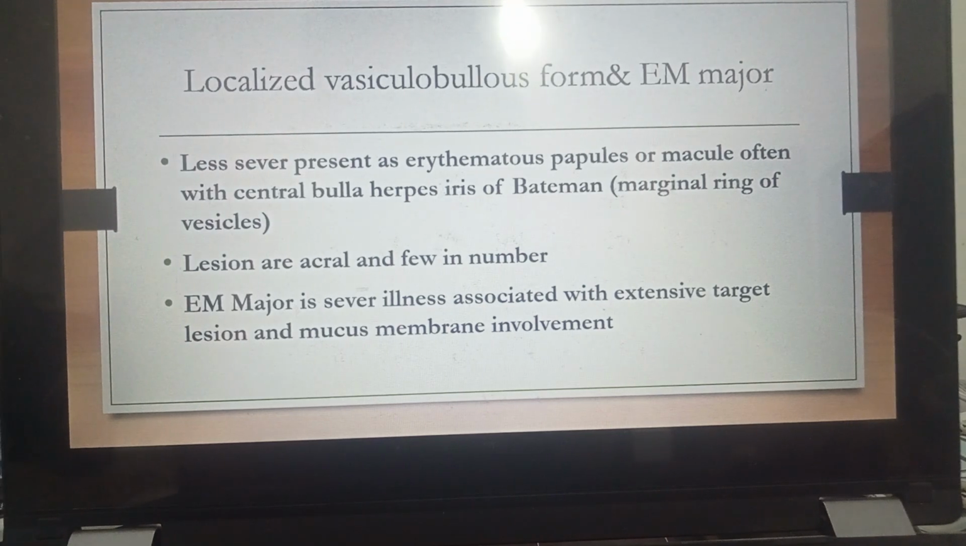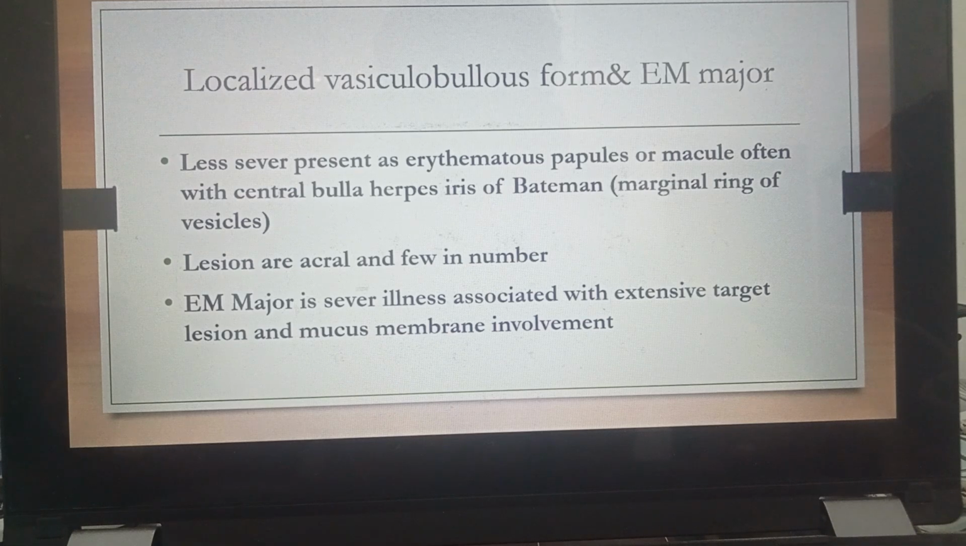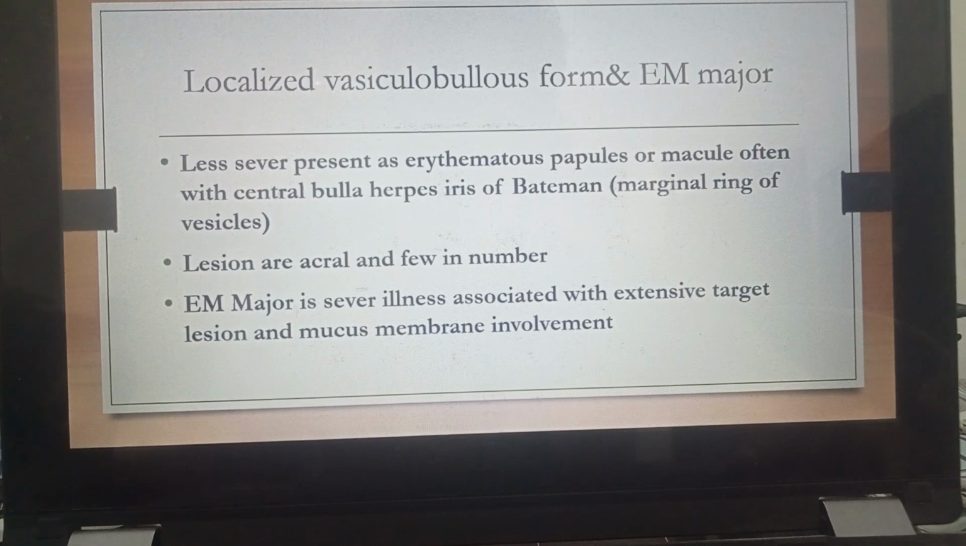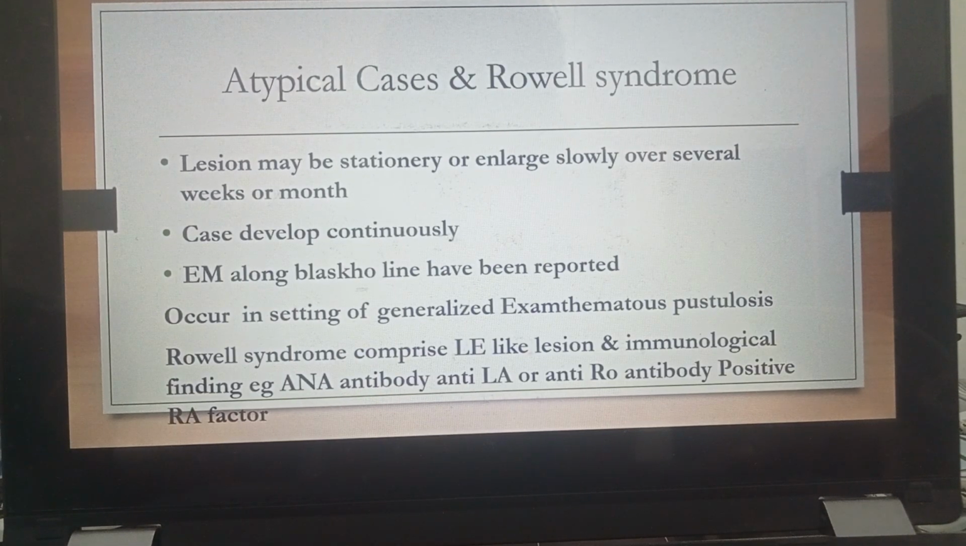The vesiculobullous form is less severe, presenting as an erythematous papule or macule, often with central bulla, herpes iris of Bateman, which is known as the marginal ring of vesicles. Lesions are acral and few in number. Third category is erythema multiforme major. It is a very severe illness associated with extensive target lesions and mucous membrane involvement. Fourth category is the atypical cases, and fifth is Rowell syndrome.